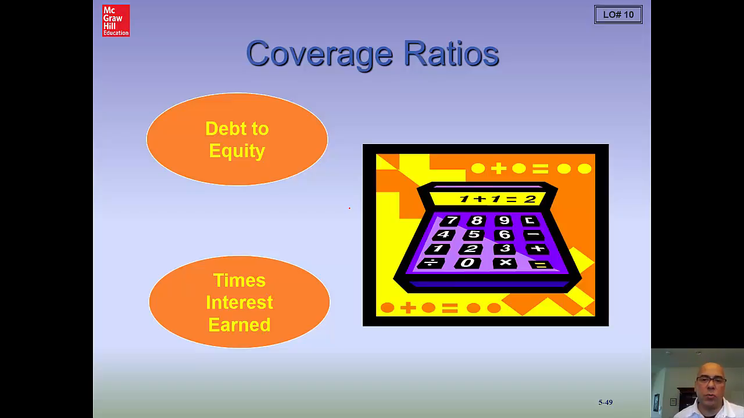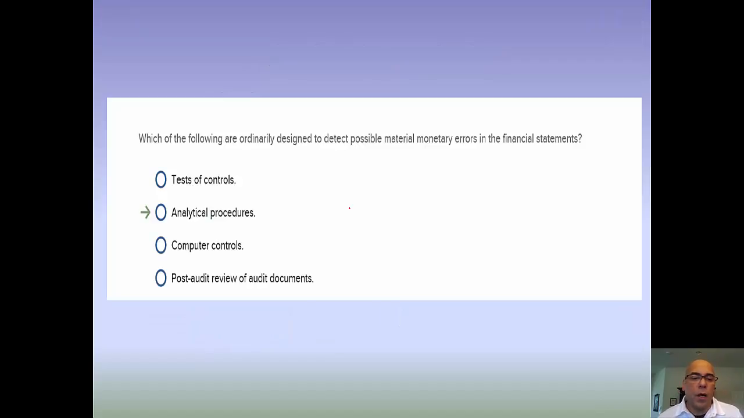Okay, let's take a look at a couple of questions. Which of the following are ordinarily designed to detect possible monetary errors? The key word here is monetary, because these three incorrect answers are all considered control tests. Only the analytical procedure falls into the category of potentially being an analytical procedure, and so that's why it's the right answer.